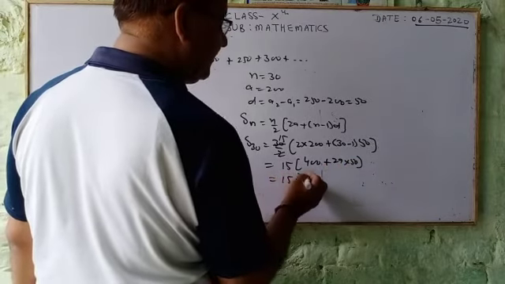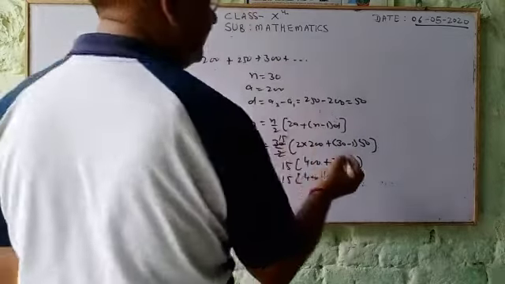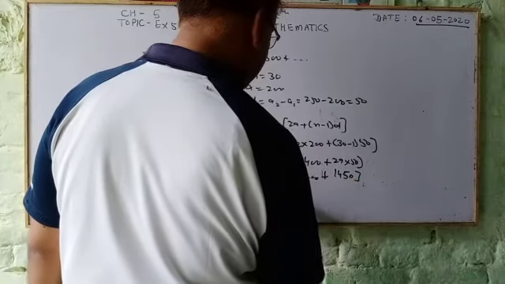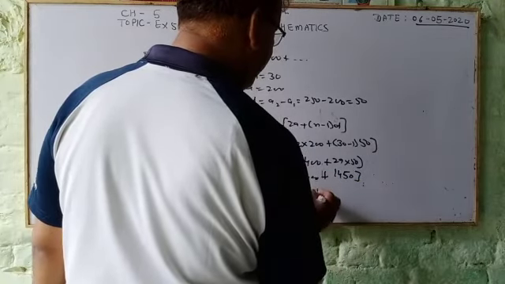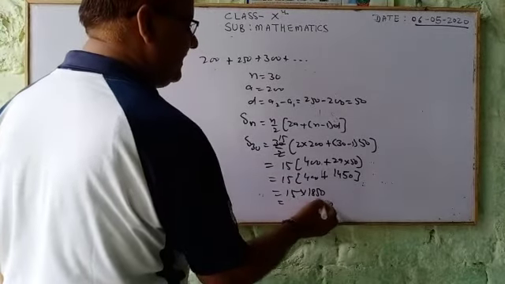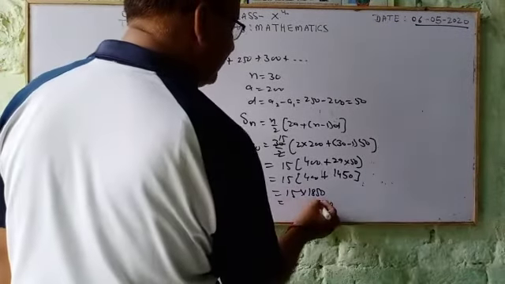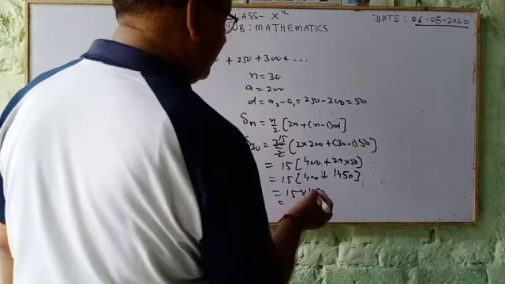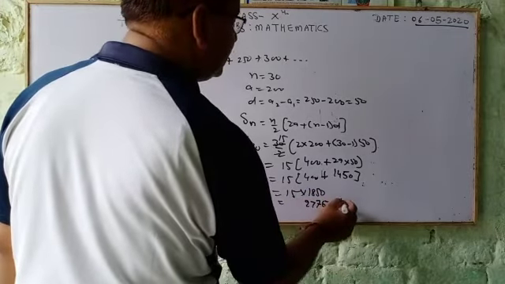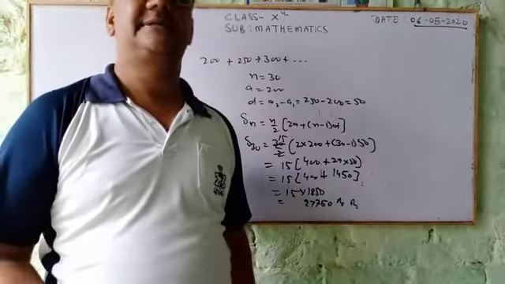Also 15 into 400 plus 29 into 50, which is 1450. We add them, 15 into 1850, and after multiplication we get 27750. We get the answer. So students, try the remaining 3 questions, 16, 17 and 18.